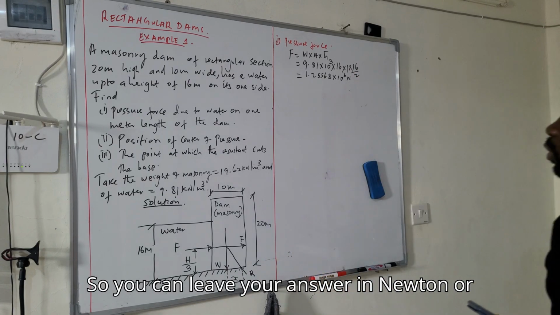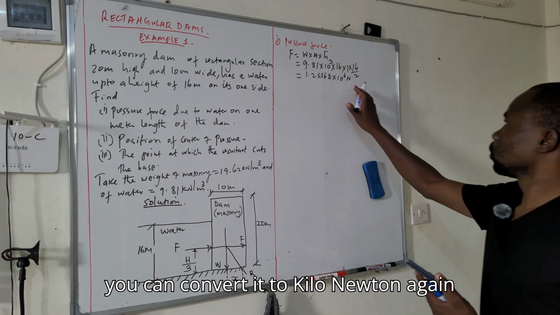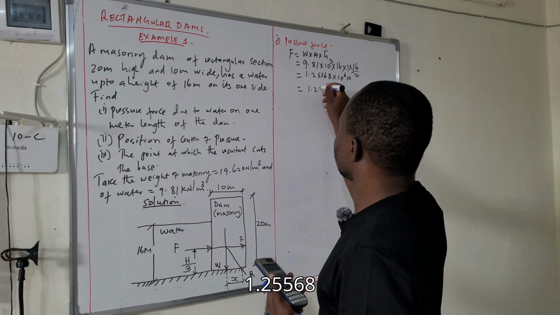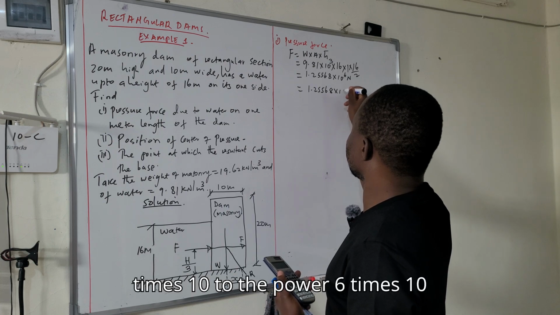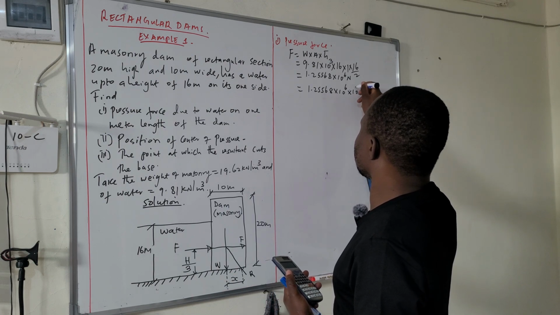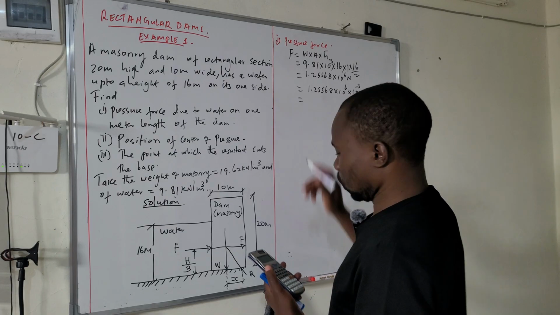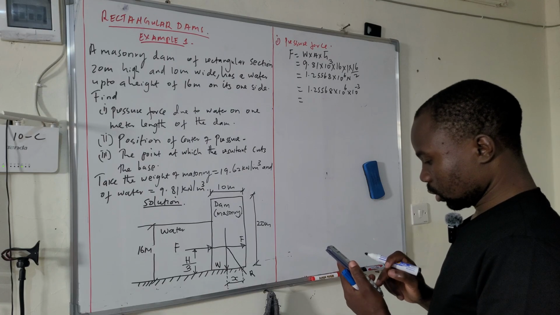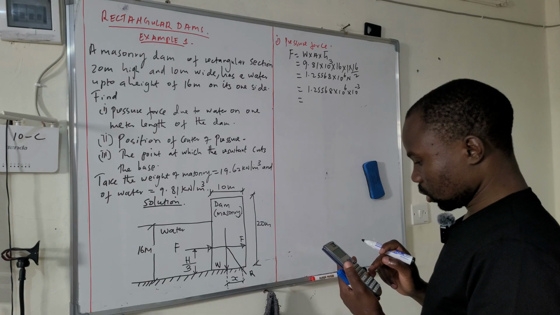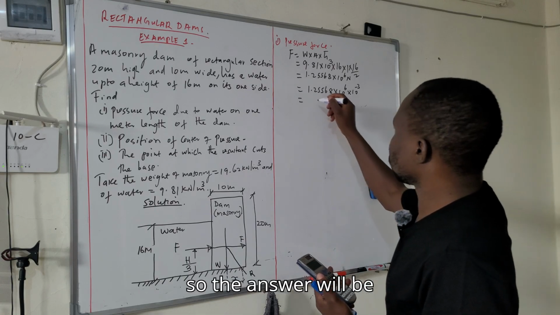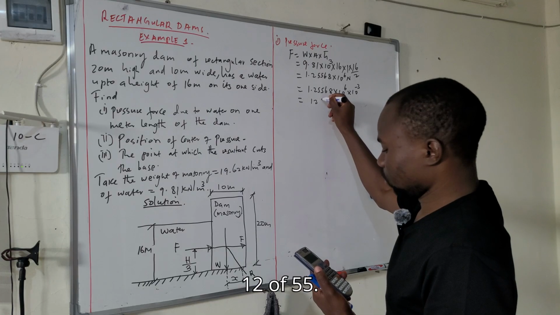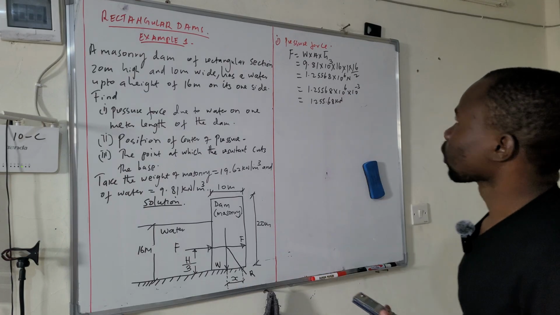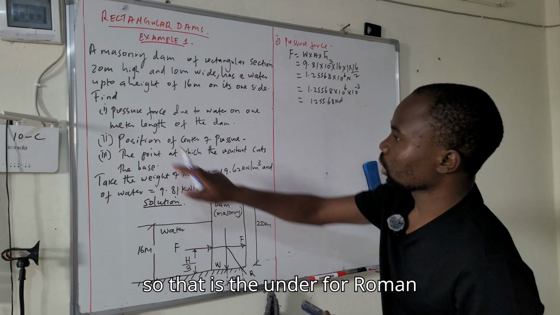You can leave your answer in Newton, or you can convert it to kilonewton by multiplying. So in kilonewton, it will be 1.25568 times 10 raised to power 6 times 10 to power negative 3. So the answer will be 1255.68 kilonewton. So that is the answer for Roman 1.